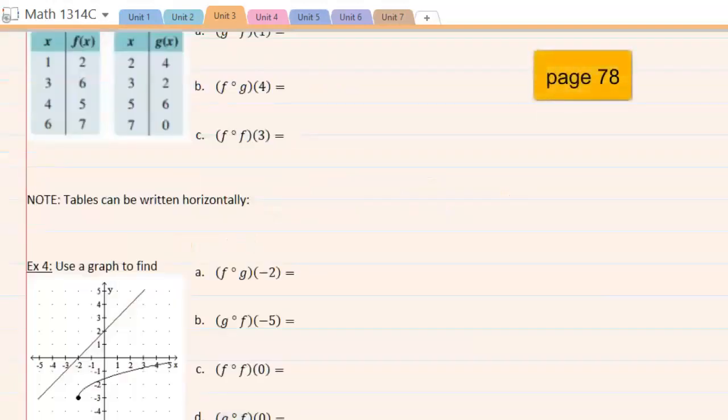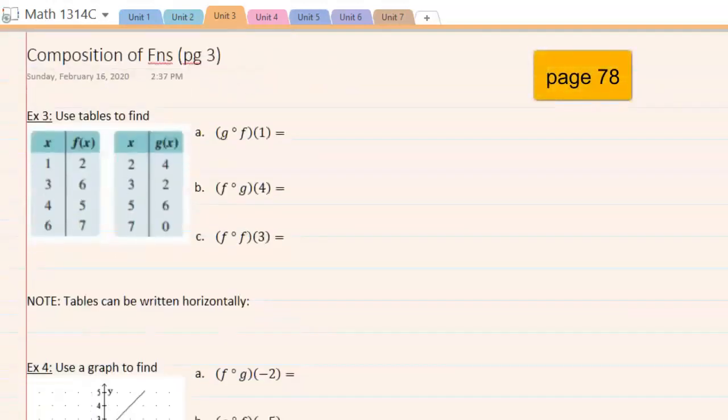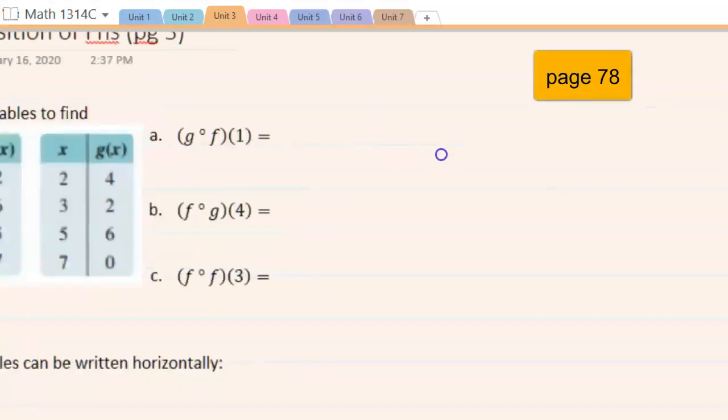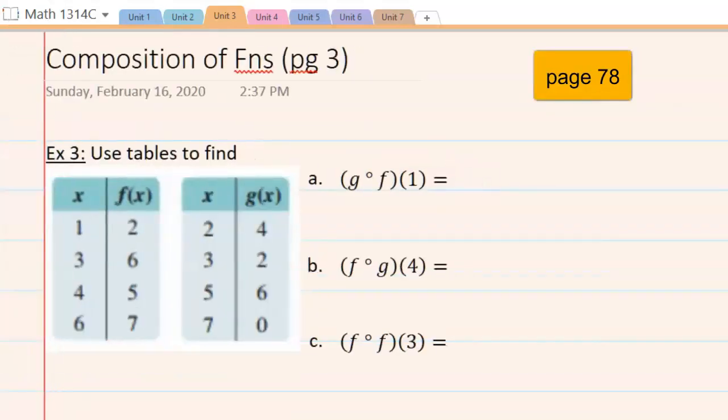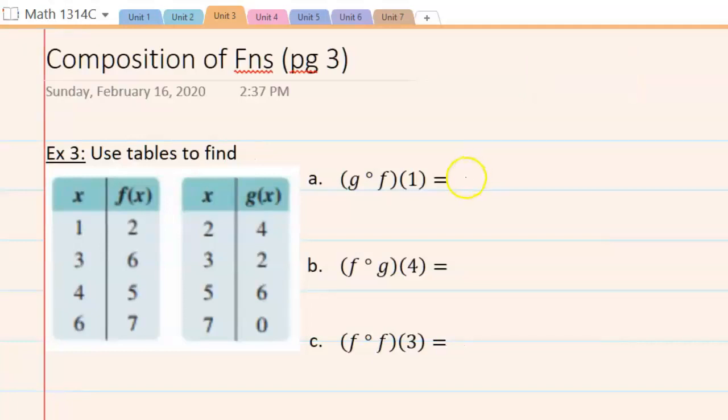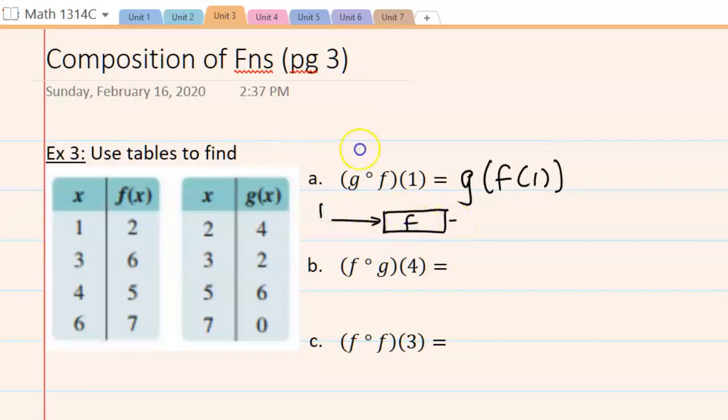This time, instead of having equations for our functions, we will have table values. Let's try part A. Here we are to find g of f of 1. First, I will write this as g(f(1)) and set up my boxes. g(f(1)) means that 1 will go into the f box first, and whatever comes out will then go into the g box, and then whatever comes out is our answer.